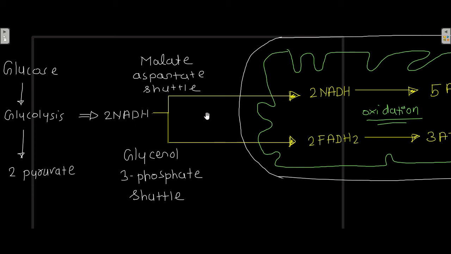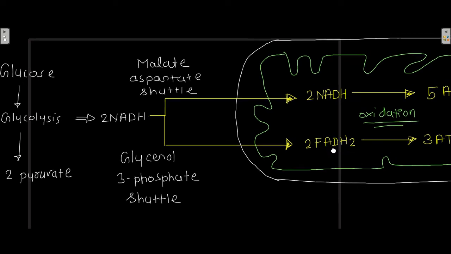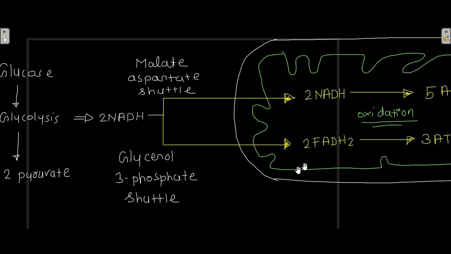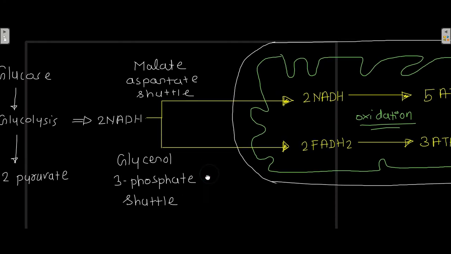If it goes via the malate aspartate shuttle, then it goes in the form of 2 NADH molecules. You have to watch the shuttle system video that I made, then you will understand. If the malate aspartate shuttle system is acting, then the mitochondria will receive 2 NADH molecules. But if the glycerol 3-phosphate shuttle system is acting on these 2 NADH molecules, then 2 FADH2 will be there in the mitochondrial matrix. The electrons will be transported in the form of FADH2 if the glycerol 3-phosphate shuttle system is acting, and if the malate aspartate shuttle system is acting, then electrons will be transported in the form of NADH only.